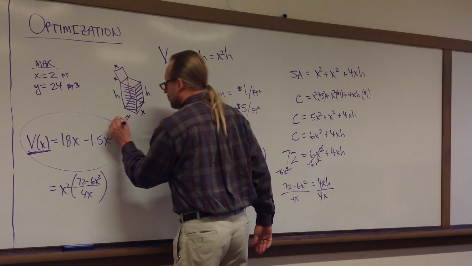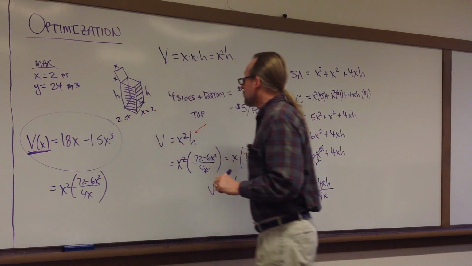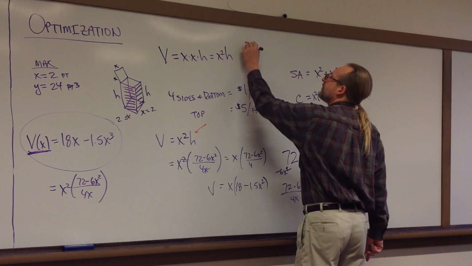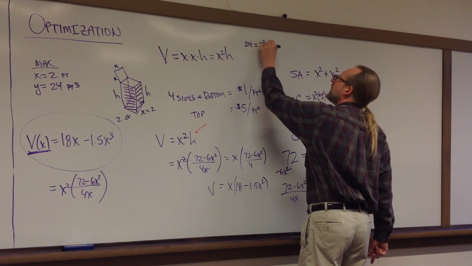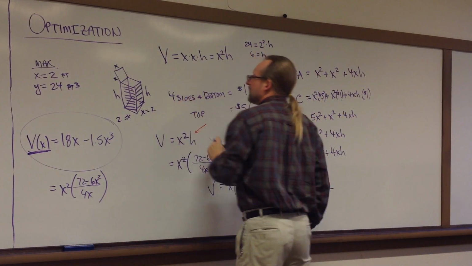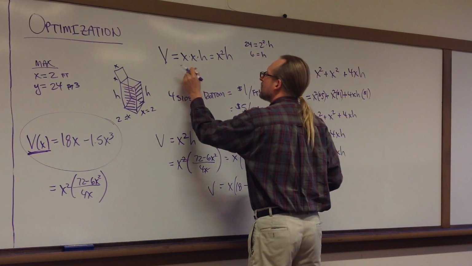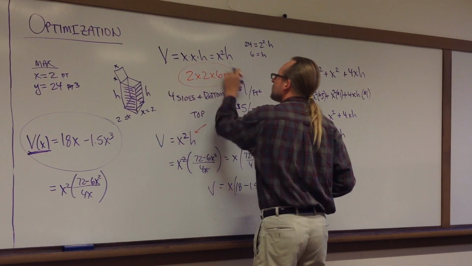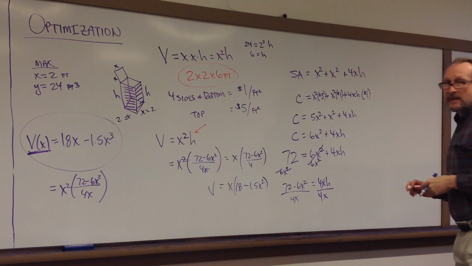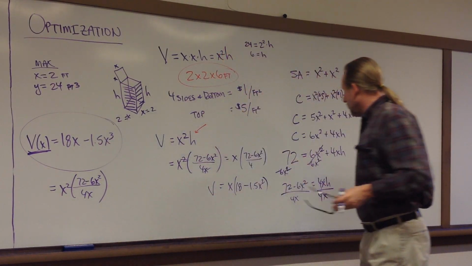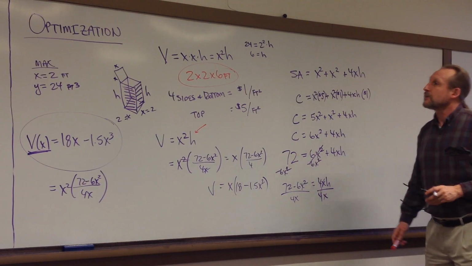That means that this is 2, and to find the height, we have to say 24 is 2 squared times h, so h is 6. Okay, so the answer to this question, what are the dimensions? 2 by 2 by 6 feet. Okay, and that'll give us a box that's 24 cubic feet that we can make for $72.